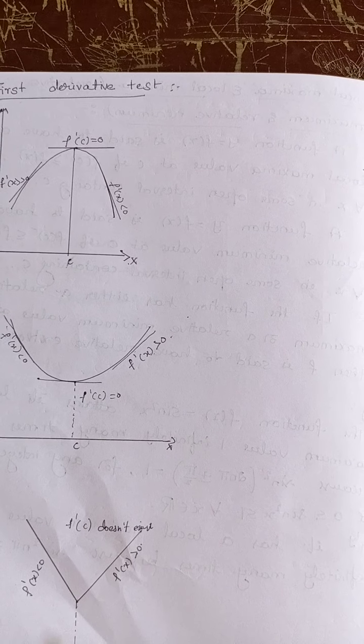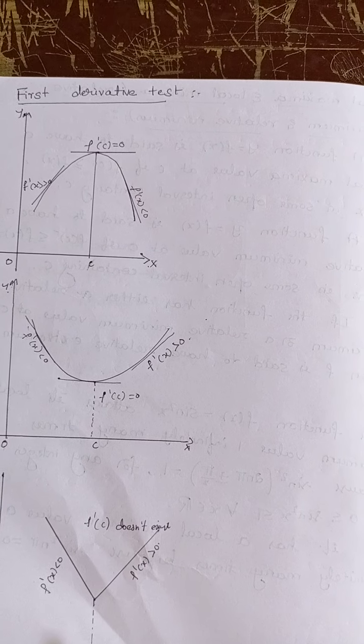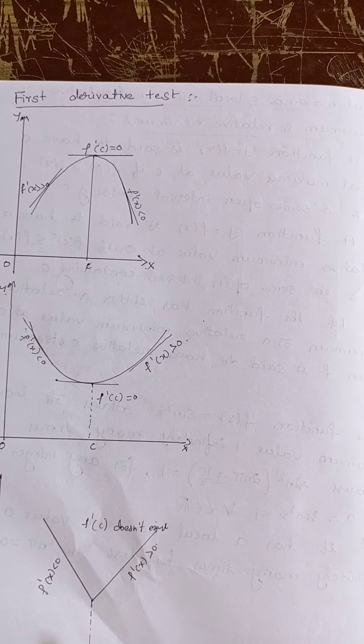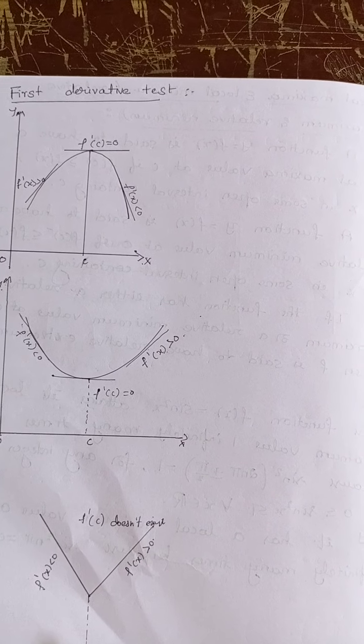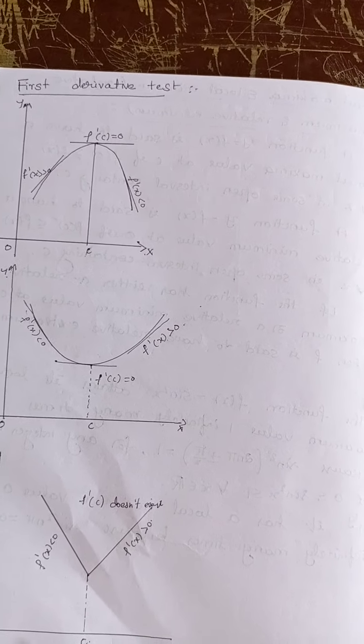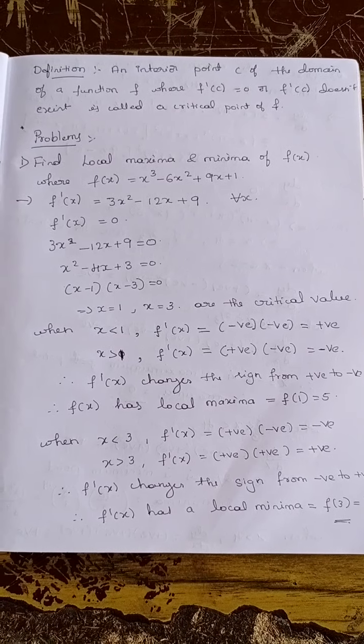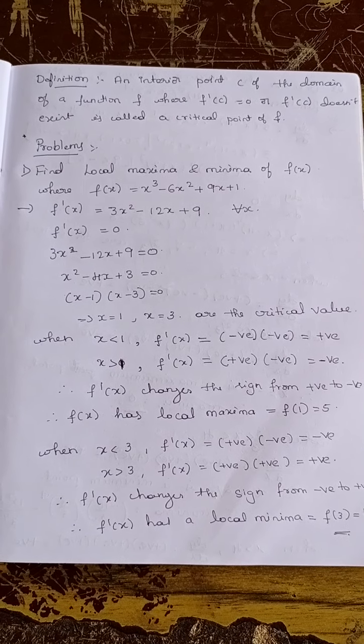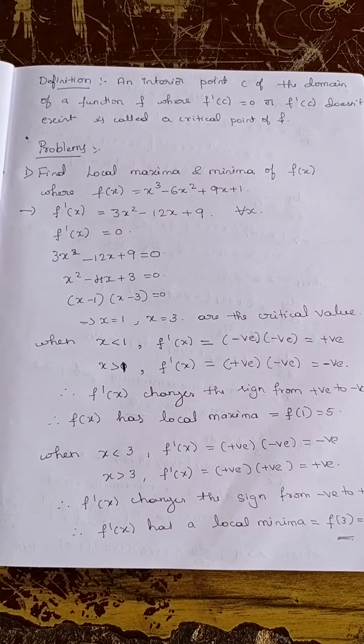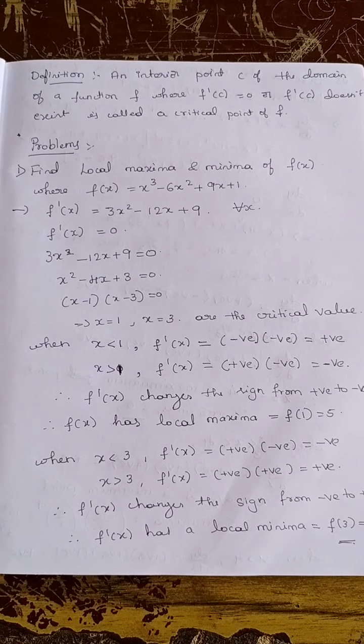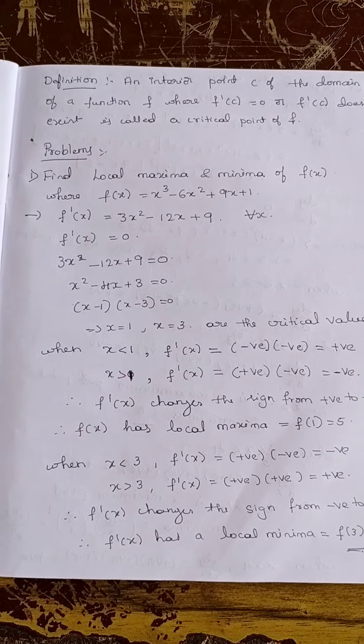If f dash of x does not change sign as x increases through c, then c is neither a point of local maxima nor a point of local minima. Let us see some problems. First one: find the local maxima and local minima of f of x, where f of x equals x cube minus 6x square plus 9x plus 1.